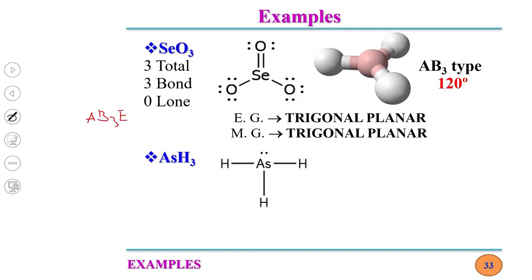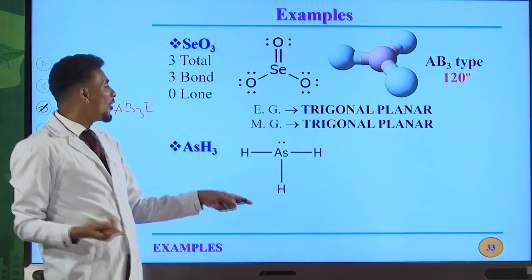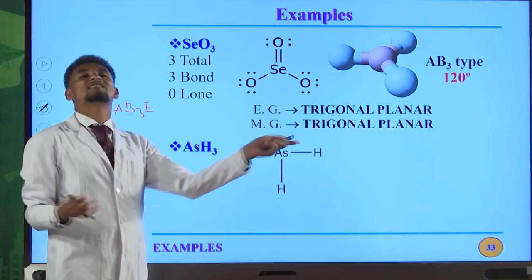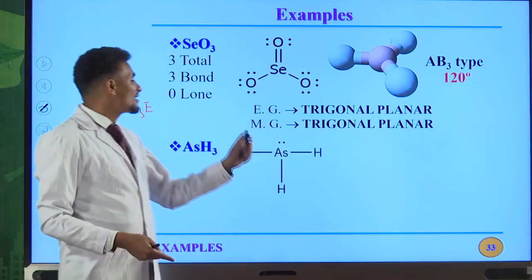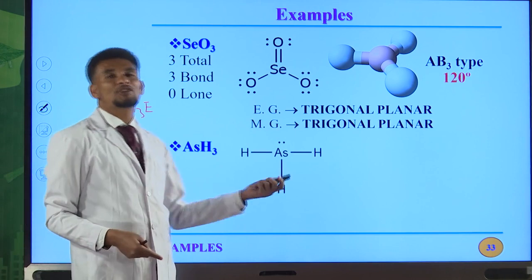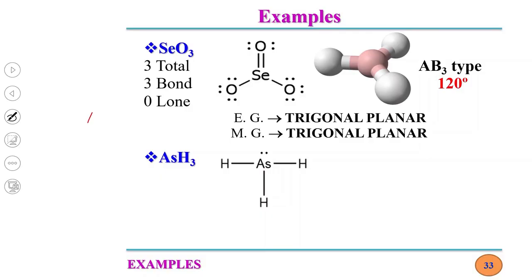What is the electronic geometry? The total pairs of electrons are 4. So its electronic geometry is tetrahedral because of the presence of 1 lone pair on the central atom and the 3 bonding pairs around the central atom. The molecular geometry or molecular shape is trigonal pyramidal, but its electronic geometry is tetrahedral.